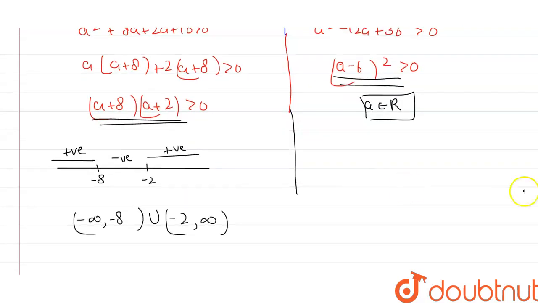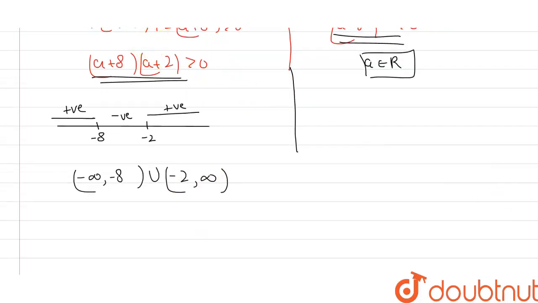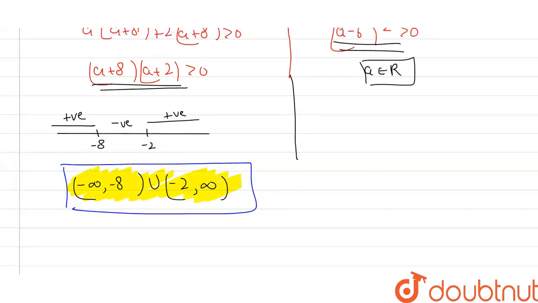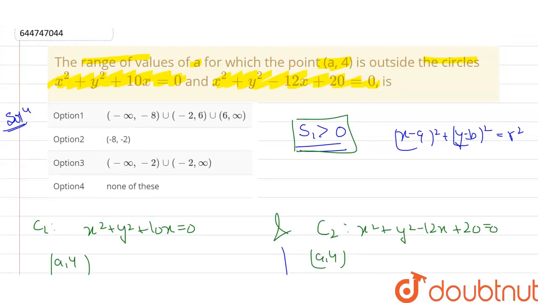So among these two solutions, I can clearly see that the point (a, 4) satisfies exactly only this section, because there's a limited section here. So minus infinity to minus 8 union minus 2 to infinity is the answer we are looking for.